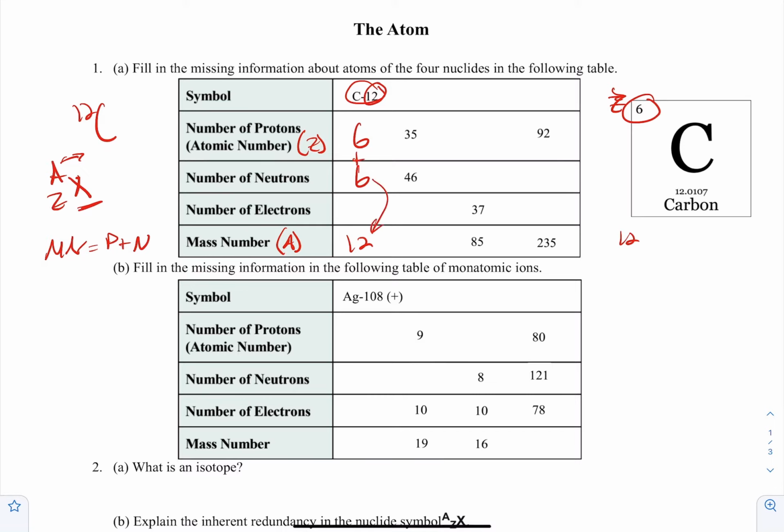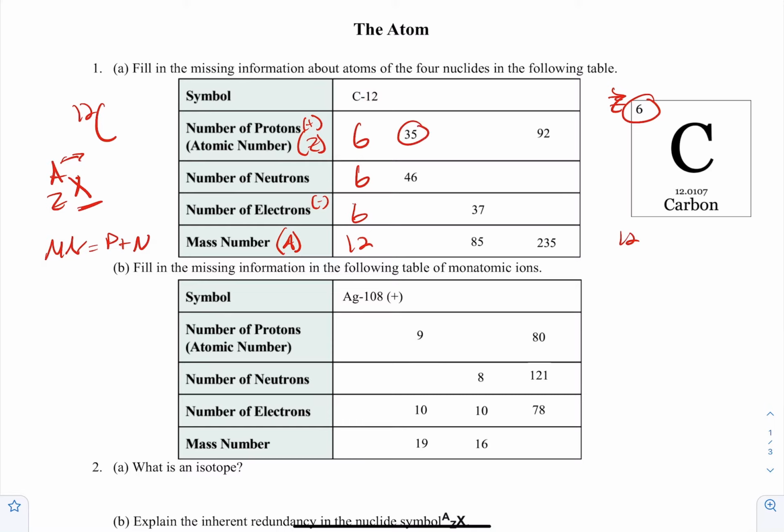And it's a neutral atom. Neutral meaning there's no charge on it. They didn't tell me otherwise, so it's not an ion. So it's going to be 6 electrons as well to balance out the positive charge on the protons. Protons are positively charged, electrons are negatively charged. They have to be the same in order to give you a neutral atom. All right, on to the next one.